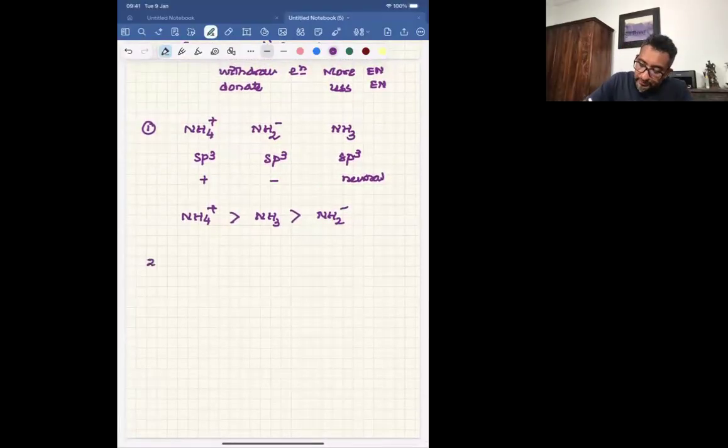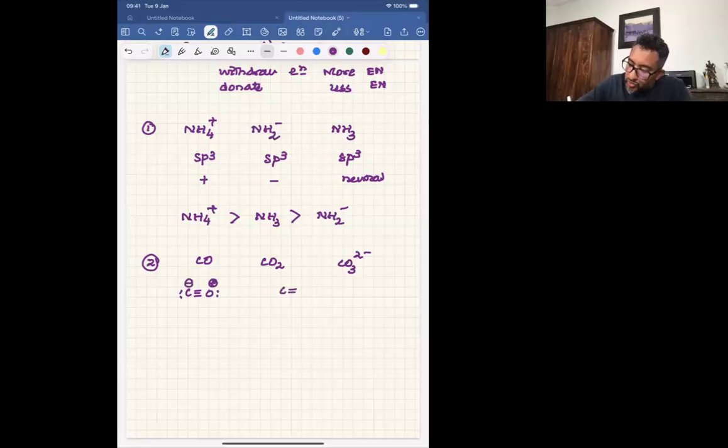So the second one is carbon monoxide, carbon dioxide, and carbonate, CO3 2 minus. Carbon monoxide, carbon triple bond oxygen. You have this plus and this minus, I think. Carbon dioxide, CO2, just like this. Carbonate is O minus, O minus. So this carbon is sp hybridized. This carbon is also sp. This carbon is sp2.